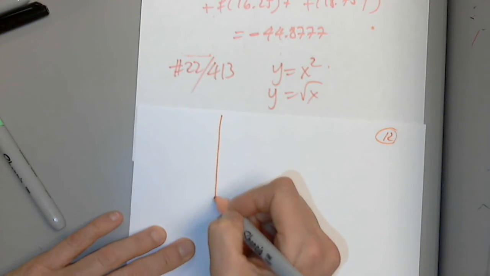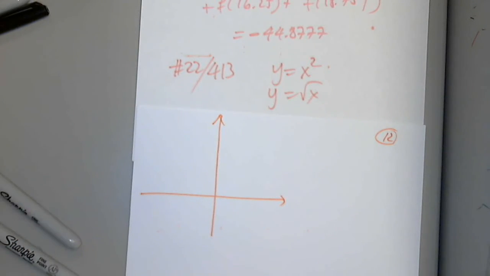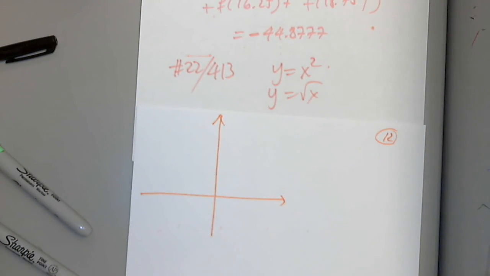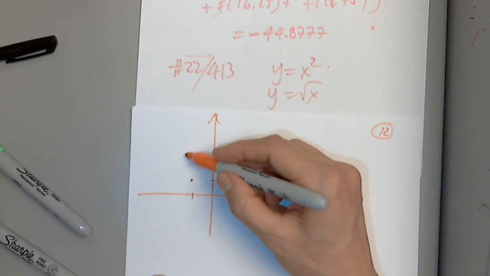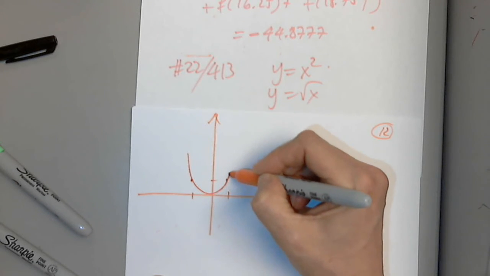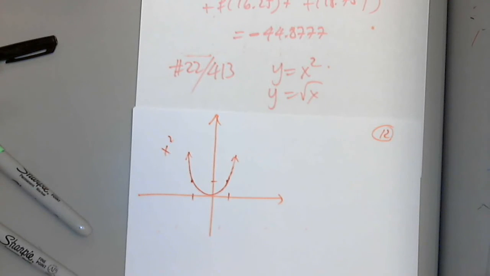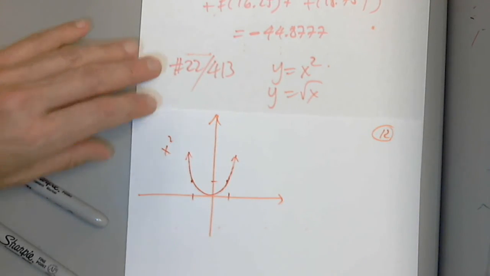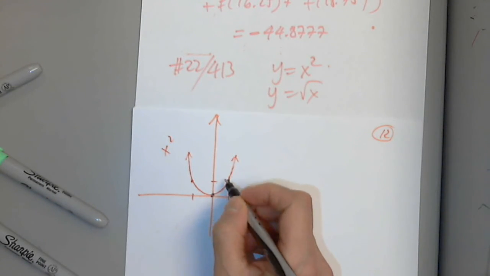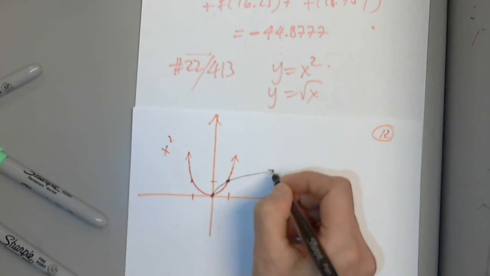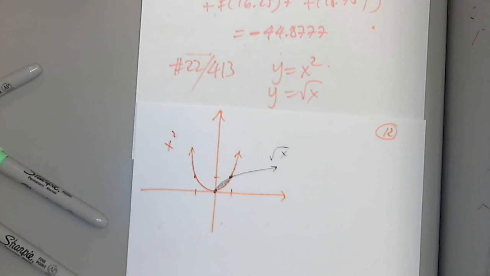So when I graph x squared, we have no difficulties when x is 1, y is 1. When x is negative 1, y is 1. So this is the graph of x squared. Now I know how to graph the square root of x. When x is 0, y is 0. When x is 1, y is 1. So it's really nice because I really don't have to determine the points of intersection.